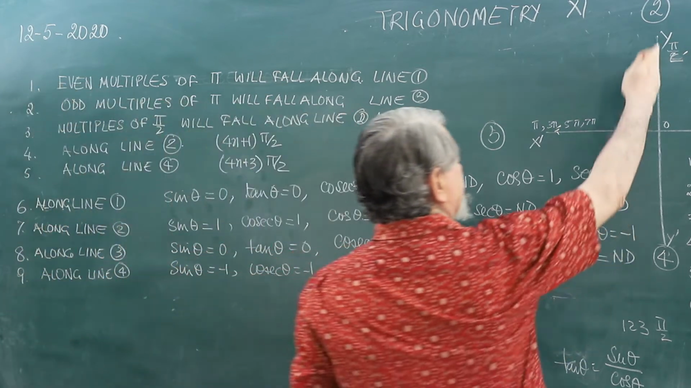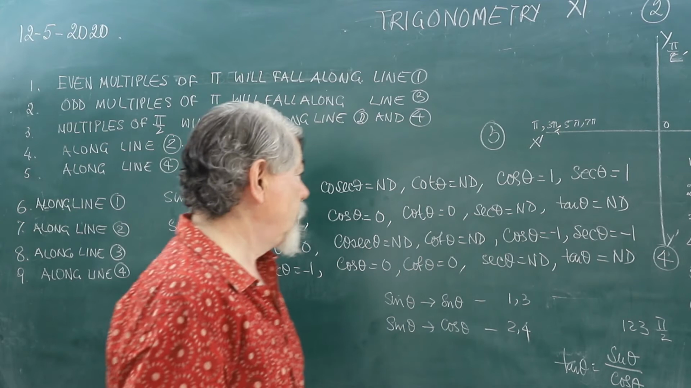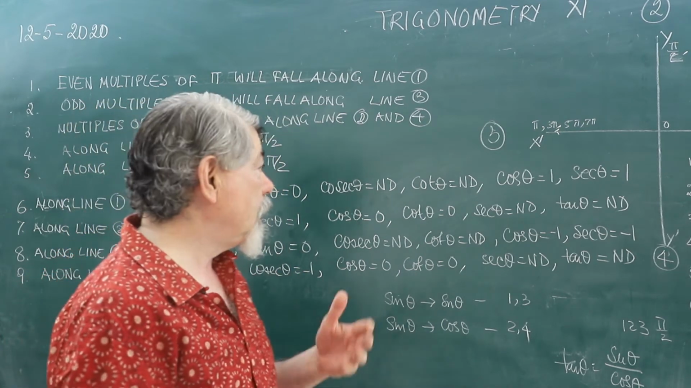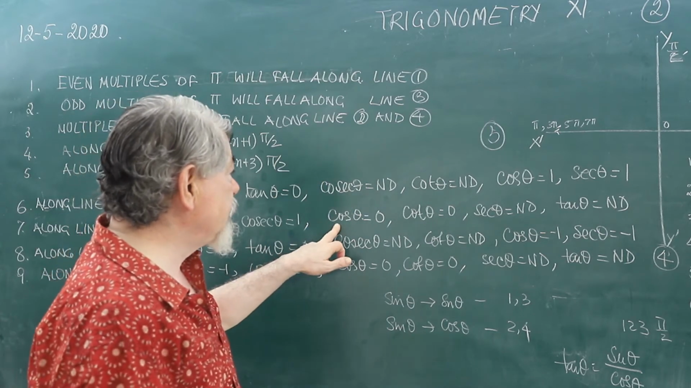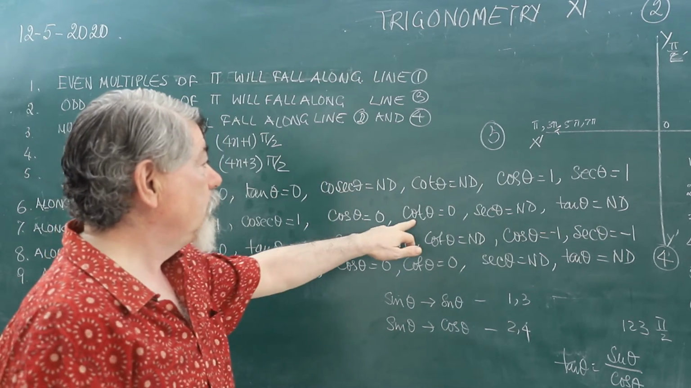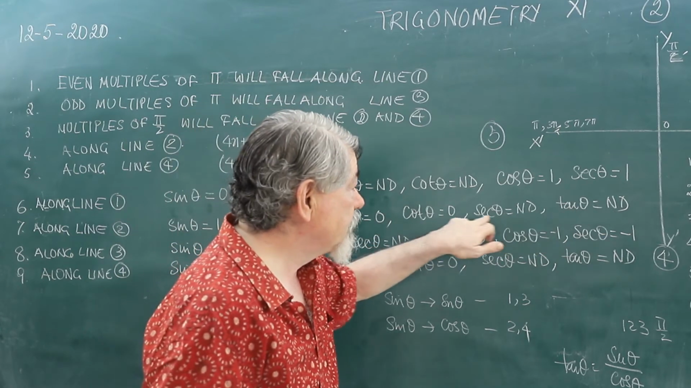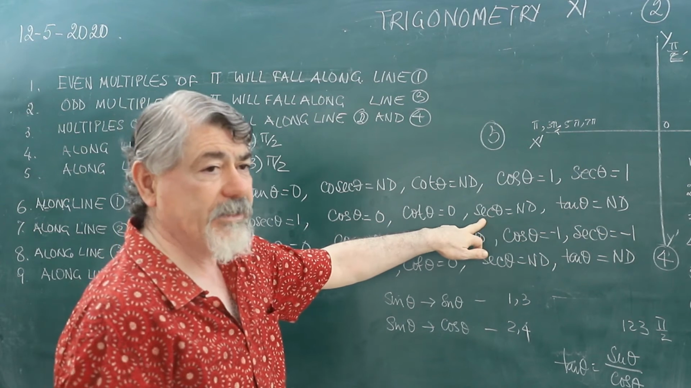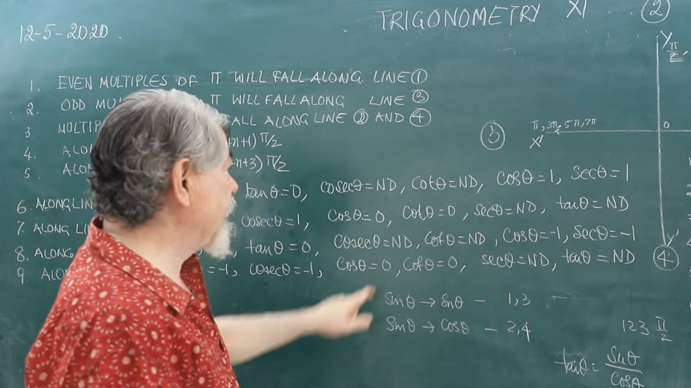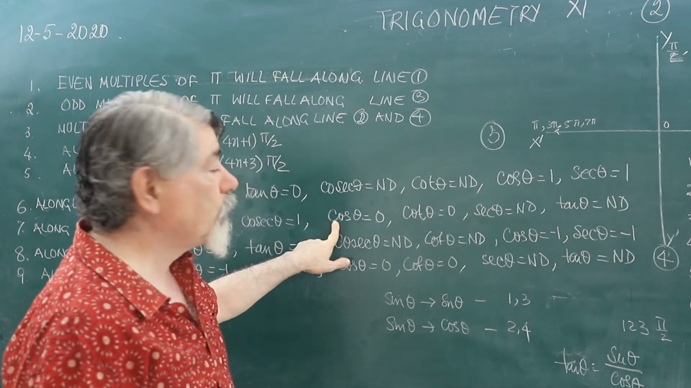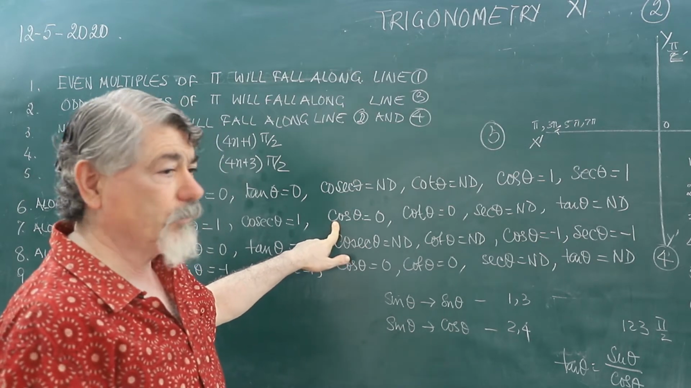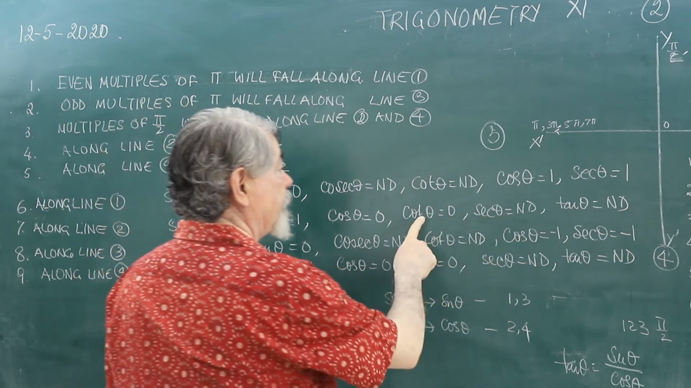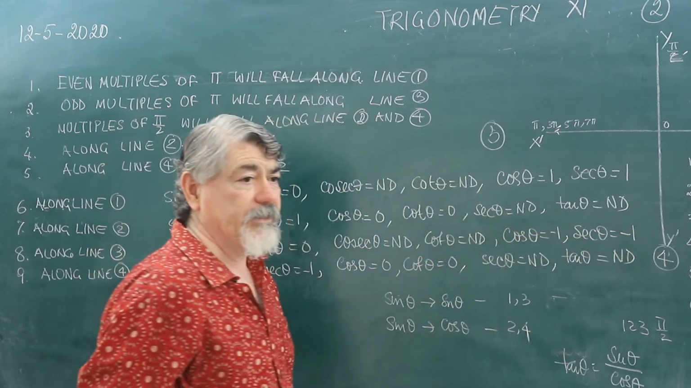Cos along this line, at pi by 2 or 3 pi by 2, is 0. Odd multiples of pi by 2 are always 0. So cos theta is 0. If cos theta is 0, then sec theta will not be defined, because 1 upon cos becomes sec. So sec theta will not be defined. Cot is 0 because cot theta is cos upon sine. So cot theta will be 0 too. And if cot theta is 0, tan theta will not be defined.